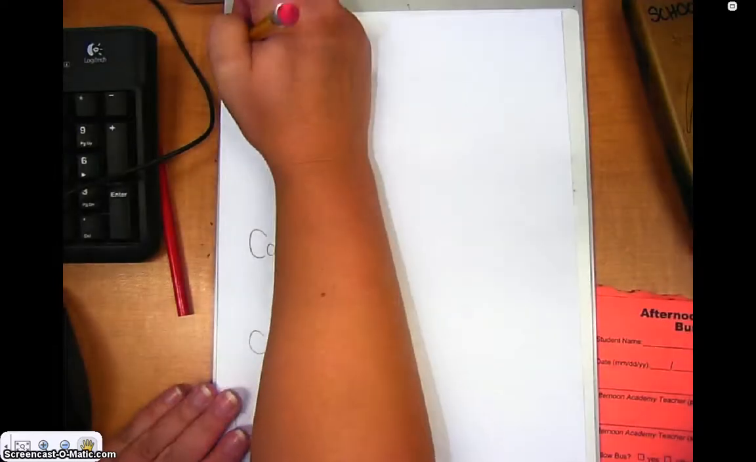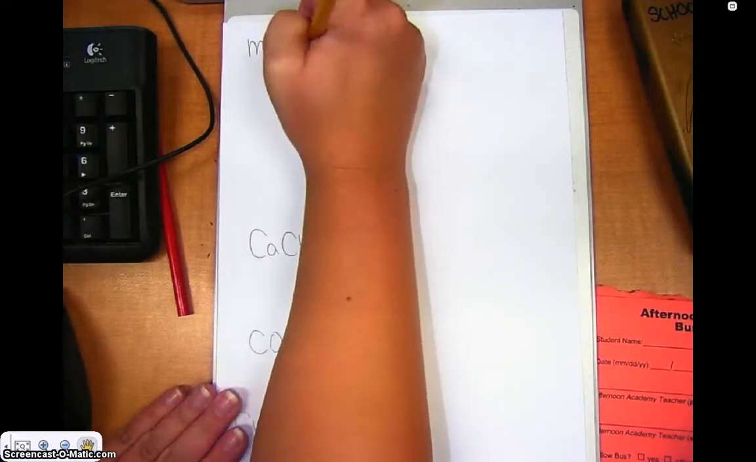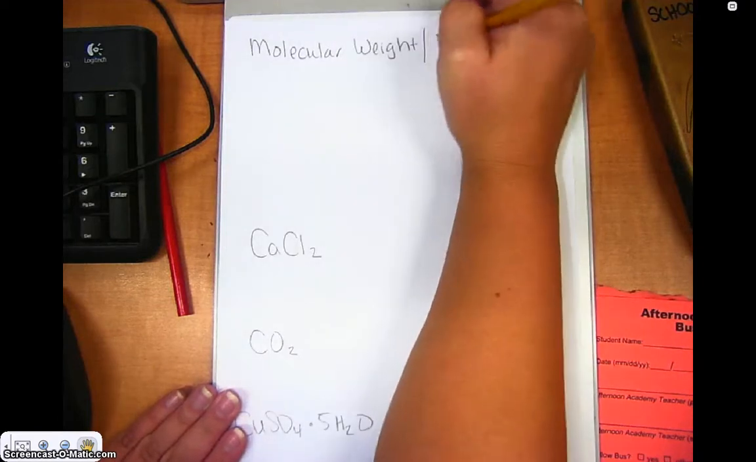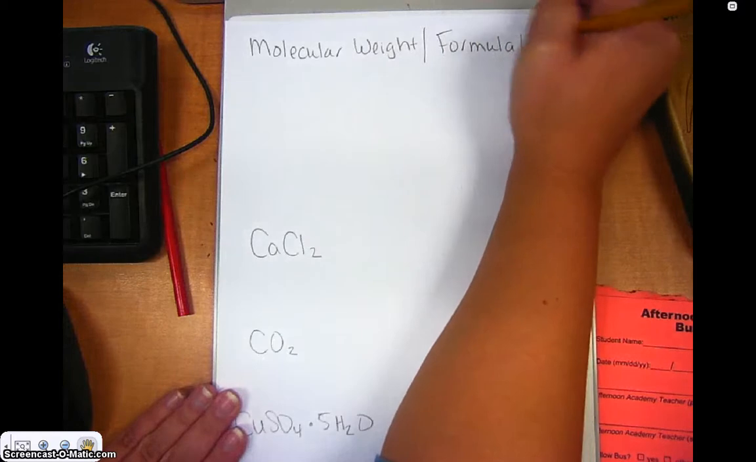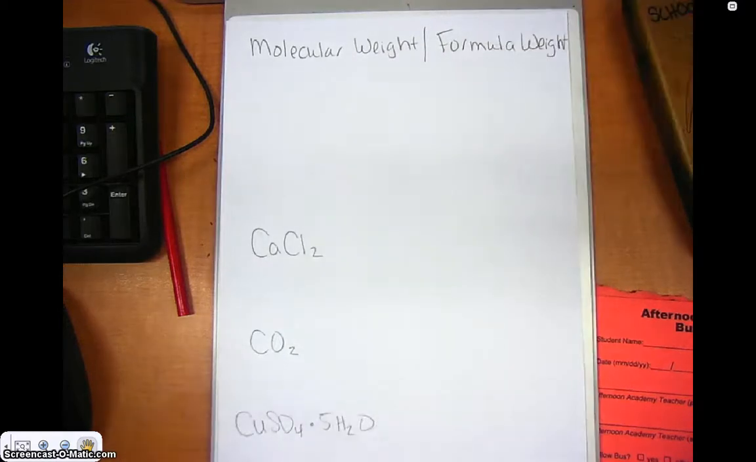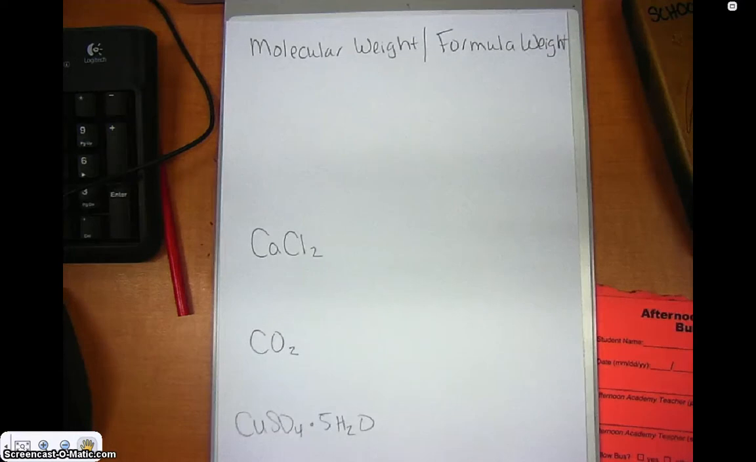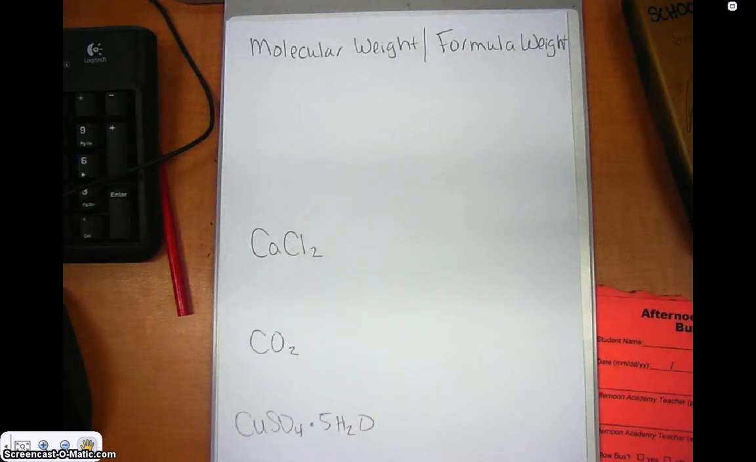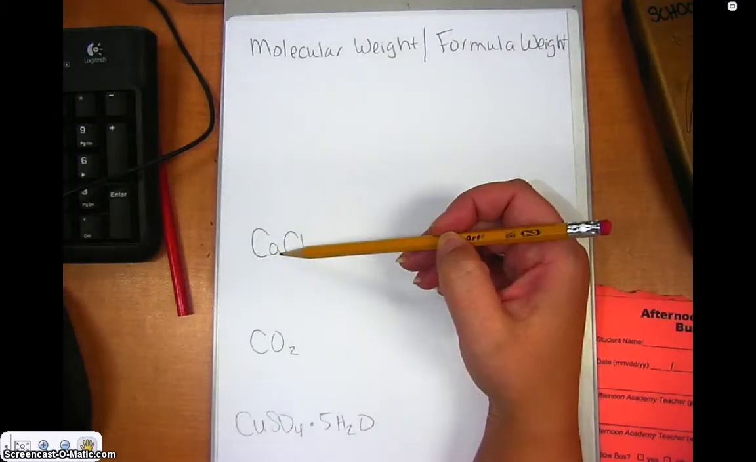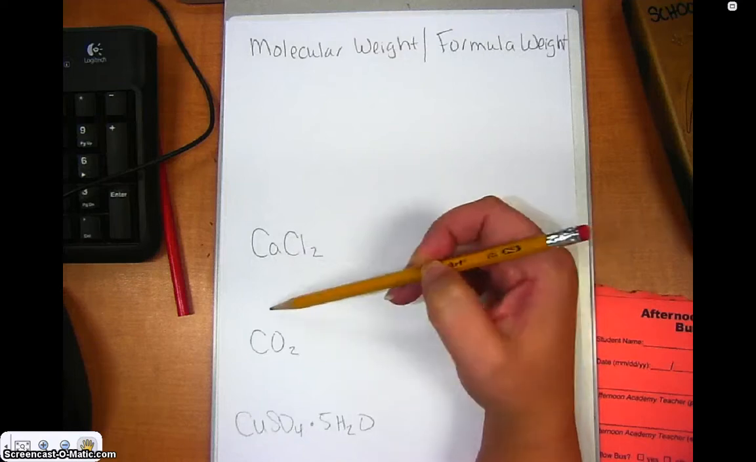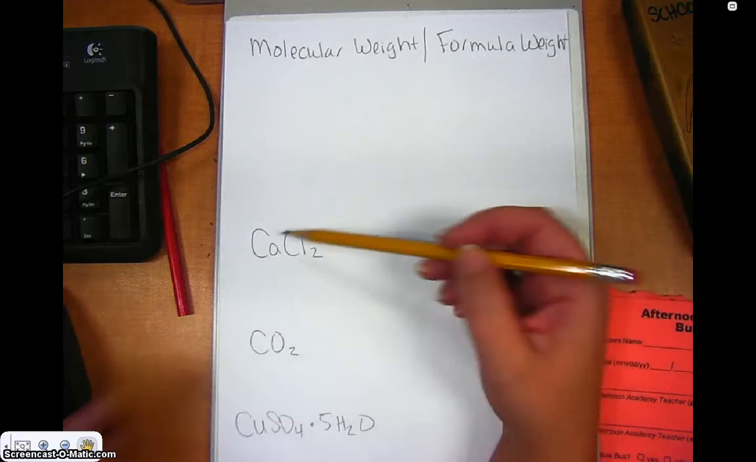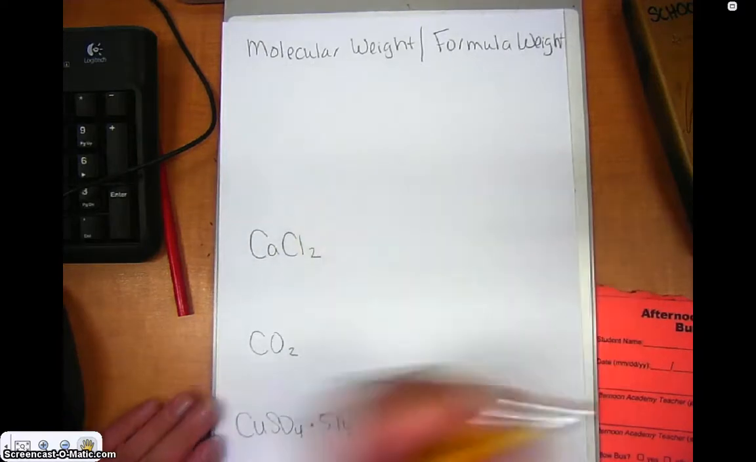So in this video, we're going to start talking about the idea of molecular weight or formula weight. Remember that we give chemical formulas that represent how a chemical compound has come together and give us the ratio of elements, or the number of elements, in that compound. So here, we have calcium and 2 chlorines, or we have carbon and 2 oxygens.